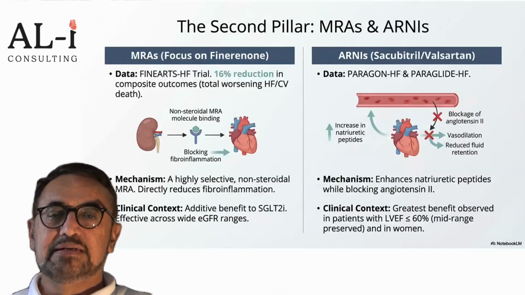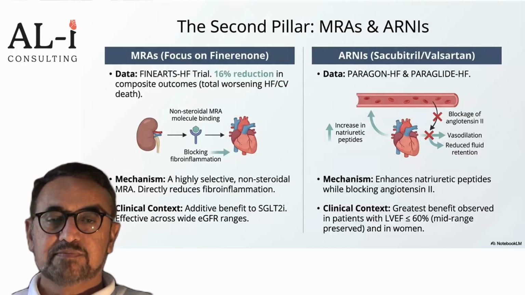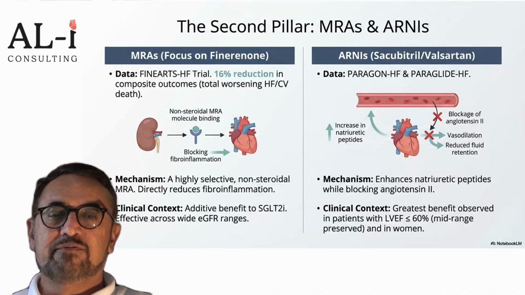The second pillar, MRAs and ARNIs. The next major pillar is mineralocorticoid pathway therapy with particular attention to finerenone. A 16% reduction in composite worsening heart failure or cardiovascular death in the FINEARTS-HF framework was noted. Finerenone is attractive because it is a selective, non-steroidal mineralocorticoid receptor antagonist. So it directly targets fibroinflammation and fits the biology of HFpEF well.